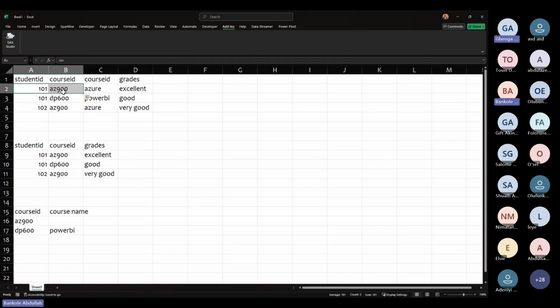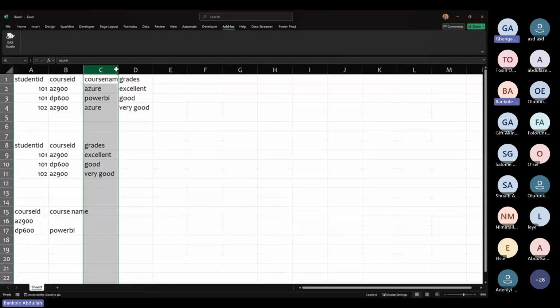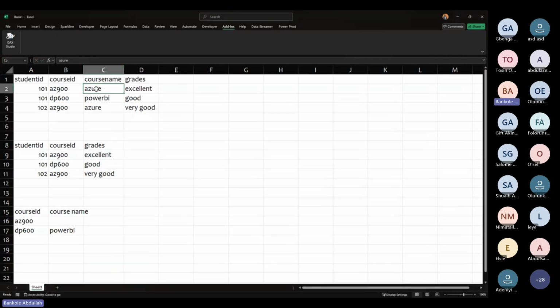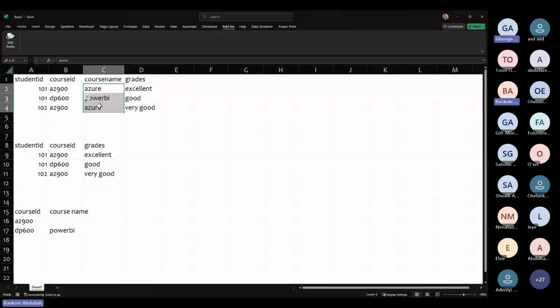It's okay. But if you look at the course ID itself, Azure, Power BI, and Azure, course name. Sorry, course name. Good. So the course name is actually only dependent on the course ID. Yes. So Azure is not depending on the two together. It's not depending on these two together, so it can't stay here.